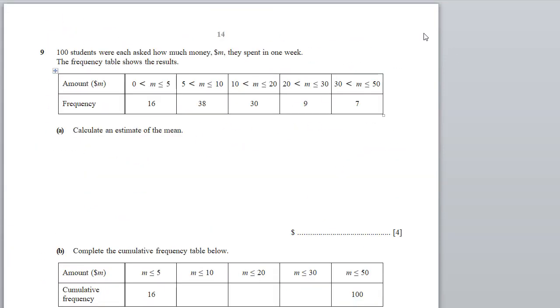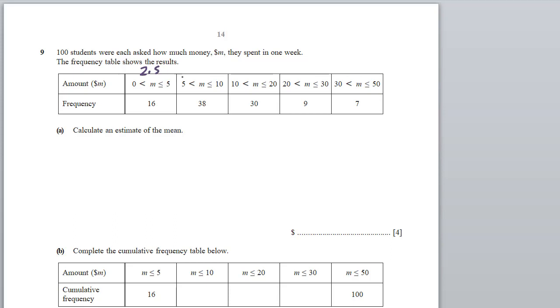Okay. Now 100 students were each asked how much money $M they spent in 1 week. The frequency table shows the results. Now amount M and the frequency. Calculate estimate of the mean. To find the mean, we need to find here the average value. So 5 plus 0 equal to 5 divided by 2, so 2.5.